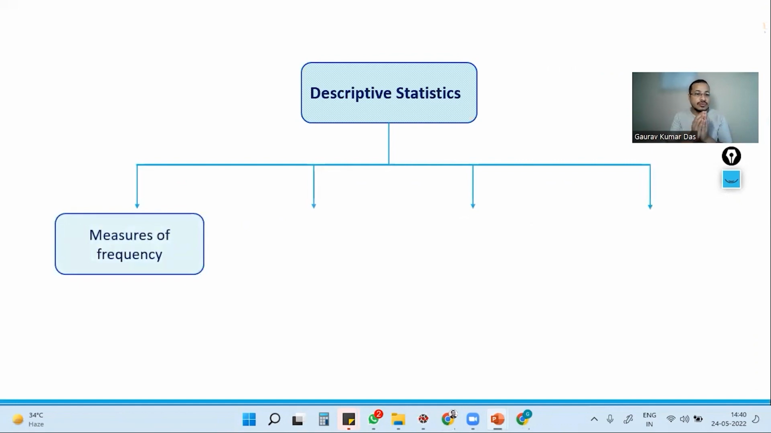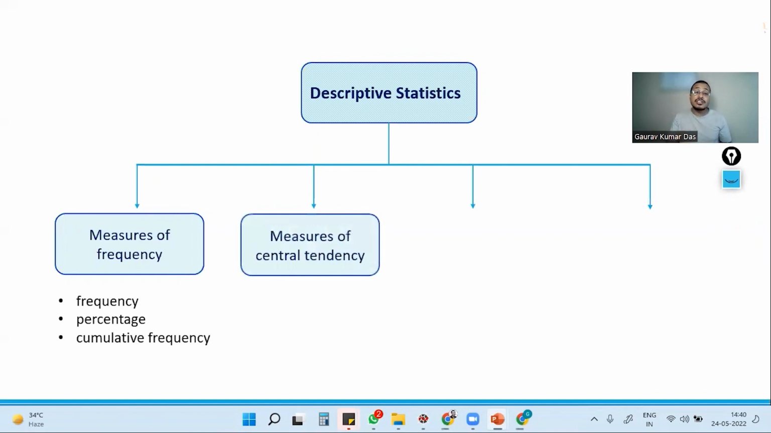One part talks about the measures of frequency, like what kind of parameters we use to calculate frequency of data. What is frequency again? Frequency can be related to probability as well. Frequency means the count of a particular number or particular entity. That is called frequency, the count. So frequency, percentage, cumulative frequency, all these come under this umbrella.